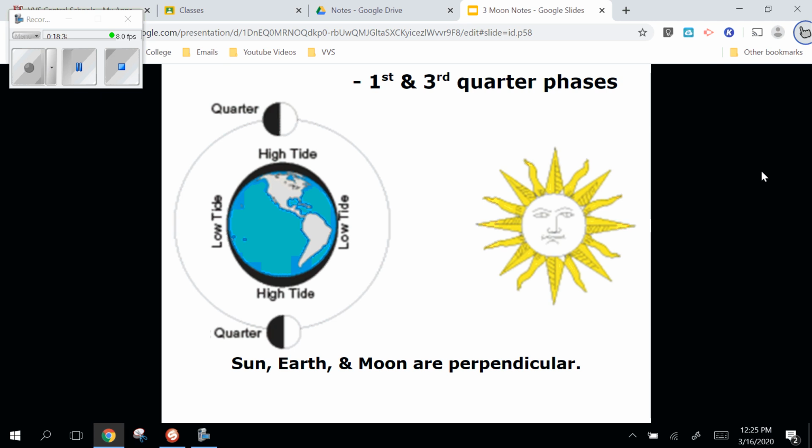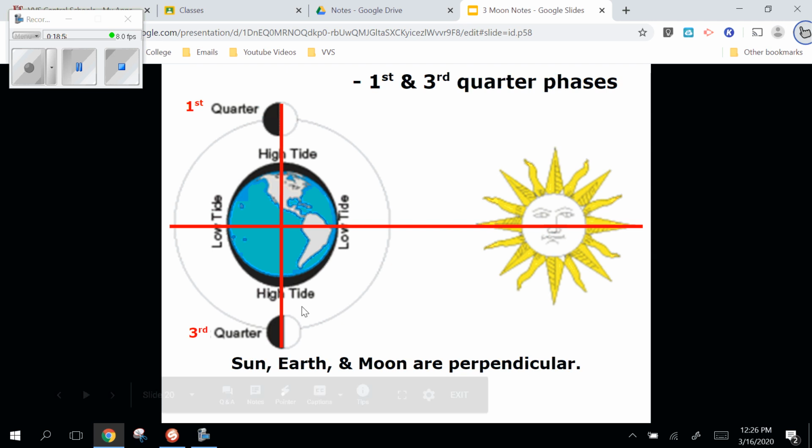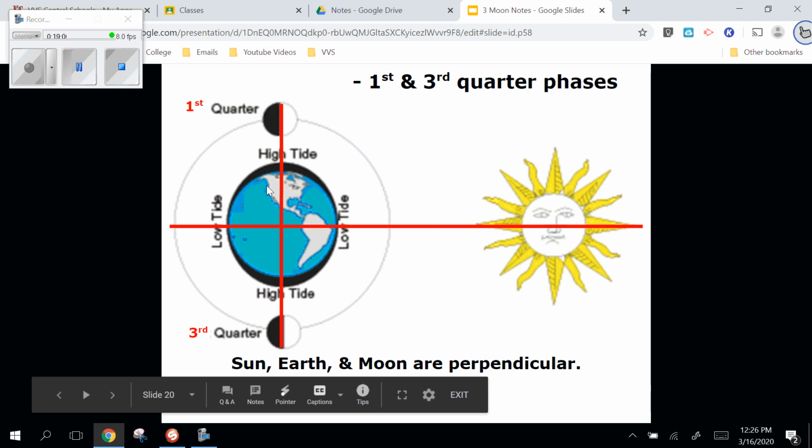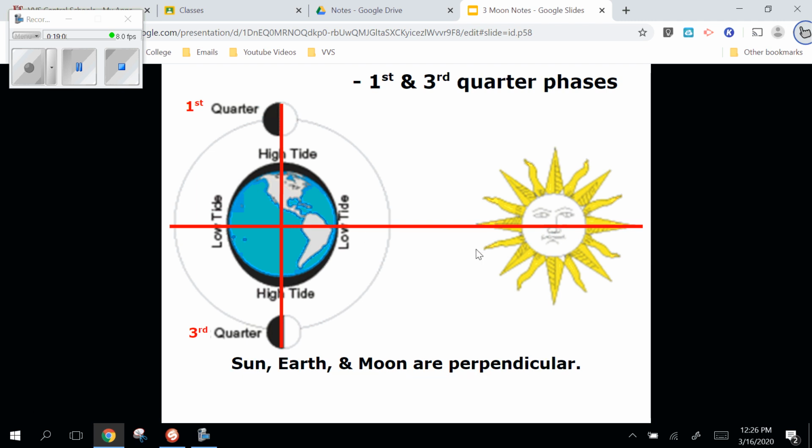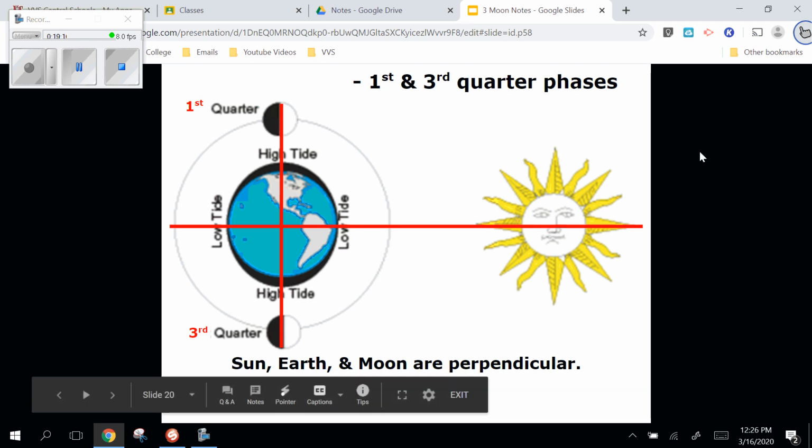If the moon is at the quarter phases, you notice that the sun is lined up with the earth here. If it's at the quarter phase, so either first quarter or third quarter, now the sun is working against the moon. The sun, the earth, and the moon are perpendicular to each other. But remember, notice the high tide still lines up with the moon. Even though the sun is so much bigger, it's so far away that it doesn't have as much impact as the moon being so close.